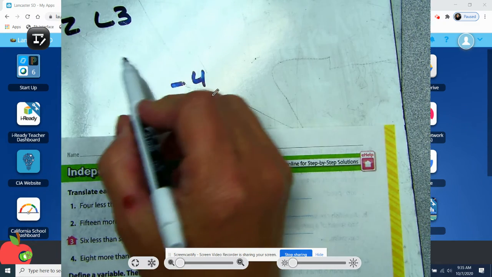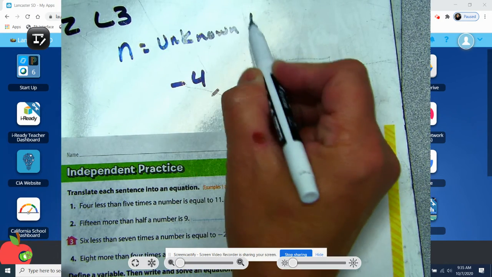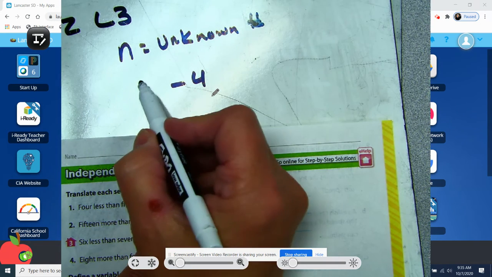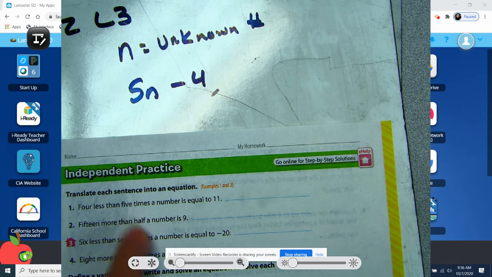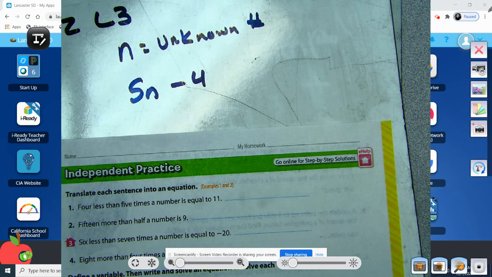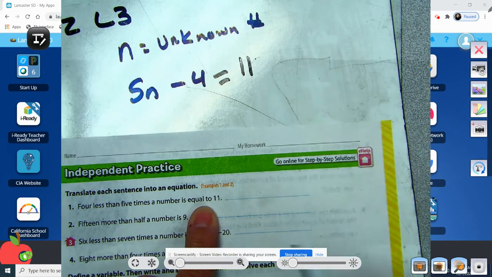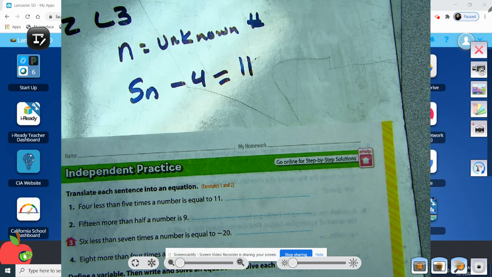4 less than 5 times a number. So if we decide that we're going to let n equal the unknown number, then 5 times a number would be 5n. And it comes first. How do we know? Because it's 4 less than something that already exists. So if you see less than or more than, it means it has to be at least the second term because there's something that you are adding or subtracting it from. Is equal to 11. So then you've written the equation and you would solve this. How? Add 4, divide by 5.